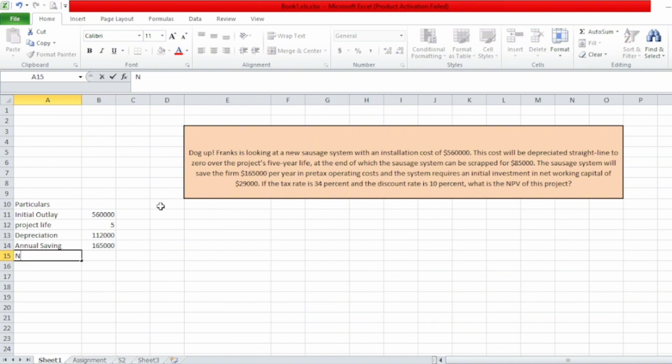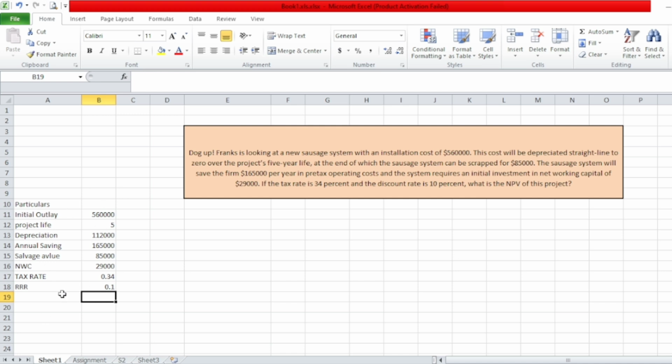And then we have the working capital. We have salvage value, which is 85,000. We have net working capital, which is 29,000. We have a tax rate, which is 34%. I'm keeping it as a decimal. We have a discount rate, which we also refer to as the required rate of return, so I'm simply writing RRR. I'm also keeping it as a decimal.